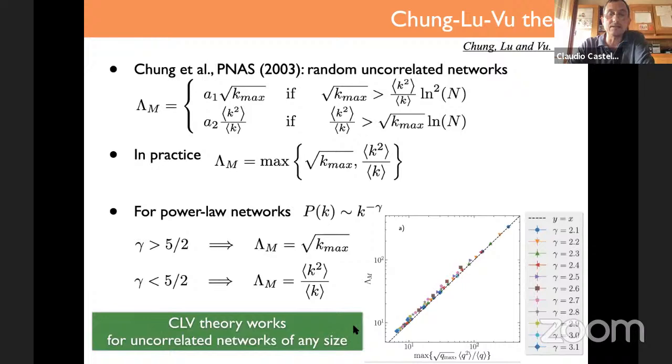This Chung-Lu-Wu theory works very well for synthetic networks. If one tests this on the uncorrelated configuration model, one finds that the prediction and the numerical values for different values of gamma in both regimes are in very good agreement, even for very small networks, down to, if I remember correctly, a size of 100 nodes only.